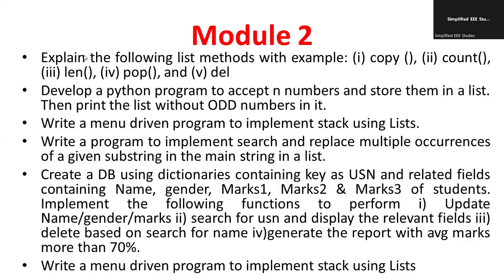Few more questions are pending. Explain the following list methods: copy, then len to measure the length of a list, pop, push and pop, then delete. Then develop the Python program to accept numbers and store them in a list. Print only the odd numbers. That is also most important.